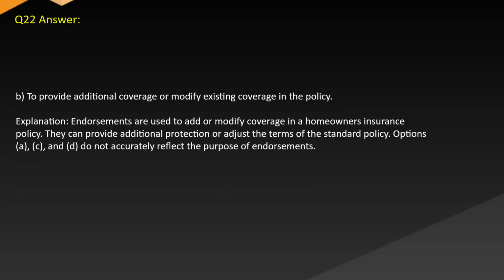Answer: B. To provide additional coverage or modify existing coverage in the policy. Explanation: endorsements are used to add or modify coverage in a homeowner's insurance policy. They can provide additional protection or adjust the terms of the standard policy. Options A, C, and D do not accurately reflect the purpose of endorsements.